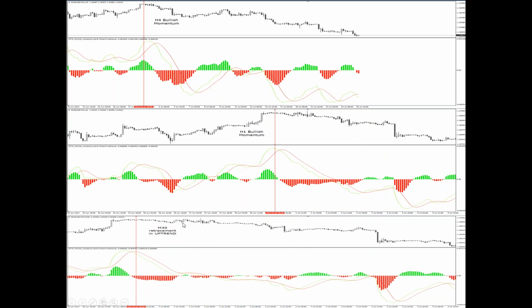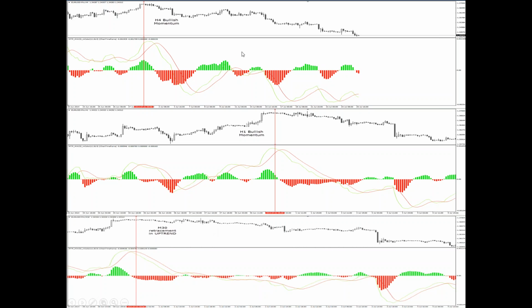I usually use M15, and we can see that, let's say in this example M30, we have basically a retracement. So 4-hour is bullish, 1-hour is bullish, M30 is having a retracement here. So M30 will start to go down, and you can see it's going down. But the trend is still to the upside.